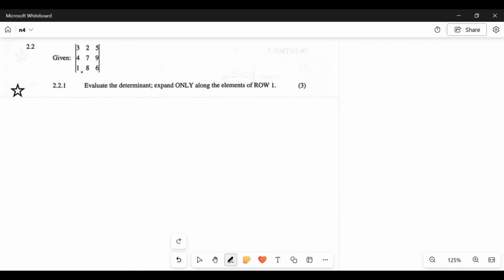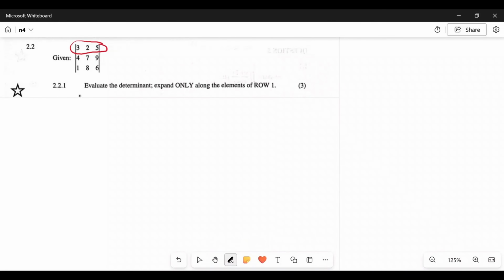So let's look at the sub-questions of this 2.2. We have 2.2.1. They want us to evaluate the determinant. Expand only along the elements of row 1. So on this question, they want you to use row 1 as the reference to get the determinant. So we're going to highlight row 1 so that we are able to use it.